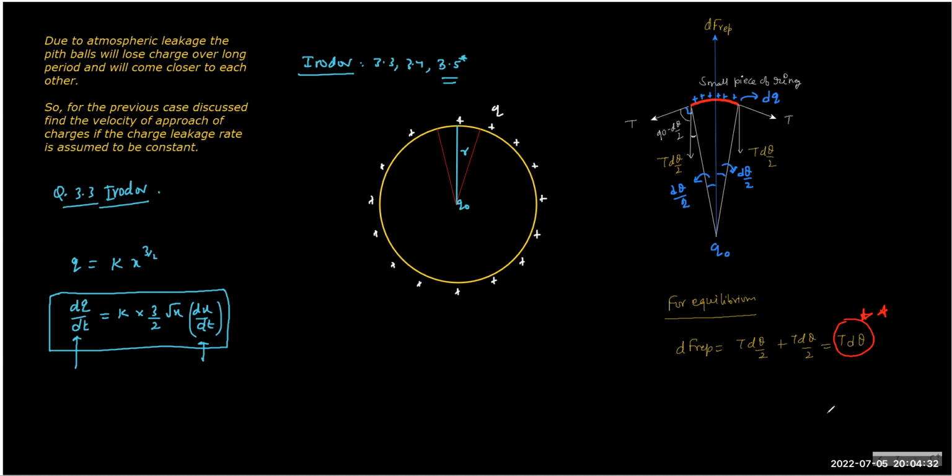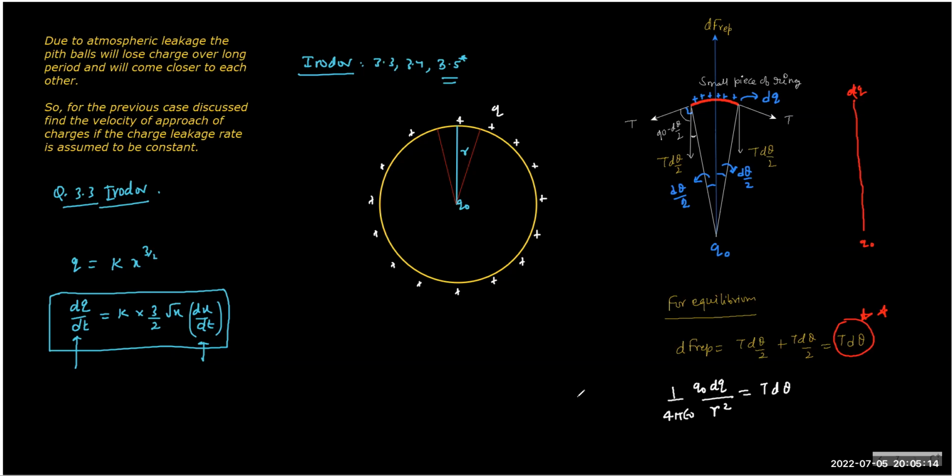All right, so we got the repulsion, and how to write the repulsion? Of course, d theta is so small that this is like a dot. If you zoom, you can see something like this. So we can apply Coulomb's law between the dot and the Q naught. Coulomb's law says that it's 1 by 4 pi epsilon naught, Q naught into dq upon r square. R is the radius and that's the distance.